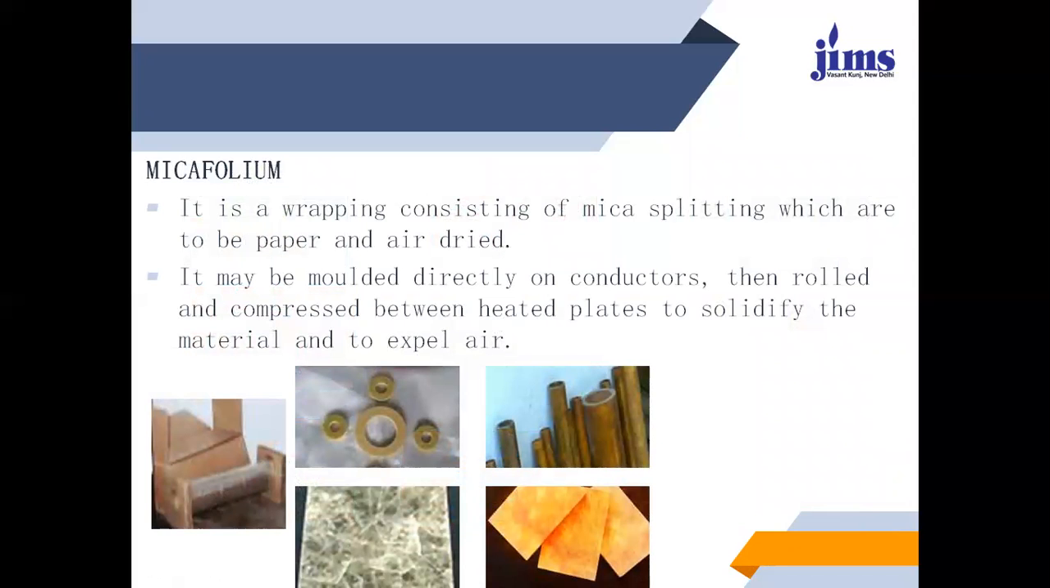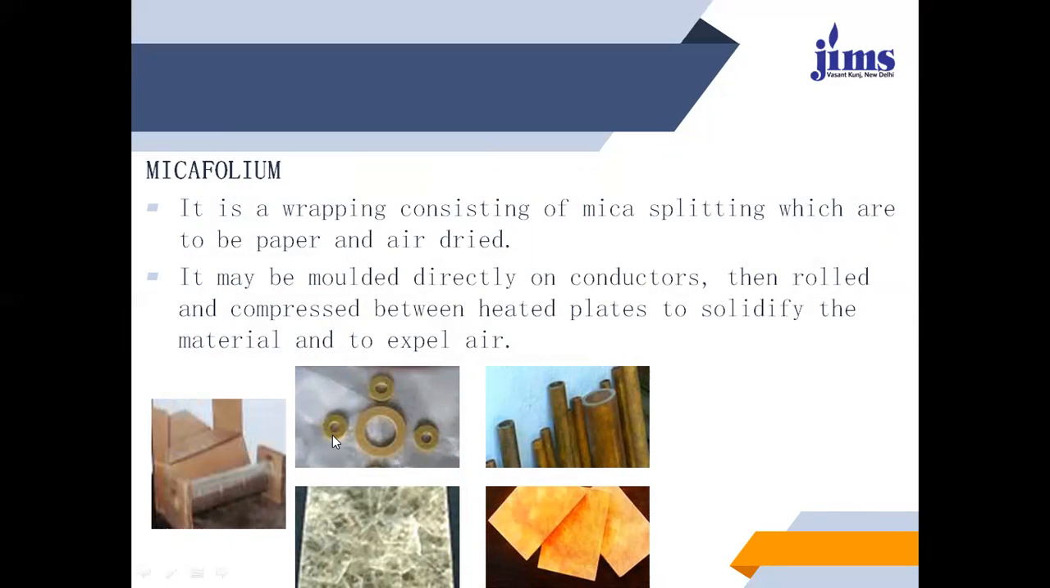Next is mica folium. Mica will be upgraded in the form of mica folium. It is a wrapping consisting of mica splittings which are paper and air dried in nature. It may be molded directly or on the conductor, then rolled and compressed between heated plates to solidify the material and to expel the air. So the air will be expelled, and the material we want to insulate will be totally covered without any air bubbles.